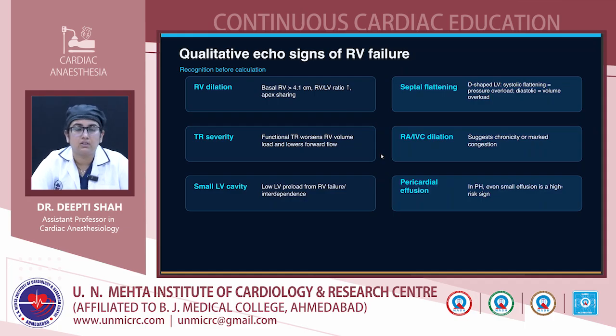TR severity can also be measured in the echo, which is a qualitative index of RV dysfunction. Functional TR worsens RV volume load and lowers the forward flow. The RA and IVC, as I already told, suggest chronicity or marked congestion. We can also see the LV cavity, which would help us in diagnosing whether the LV preload is lower, causing decreasing cardiac output or the narrow pulse pressure which we are seeing, and also interdependence could be seen. Pericardial effusion could also be seen in the echo, and particularly in patients with pulmonary hypertension, even a small effusion is a high risk sign.